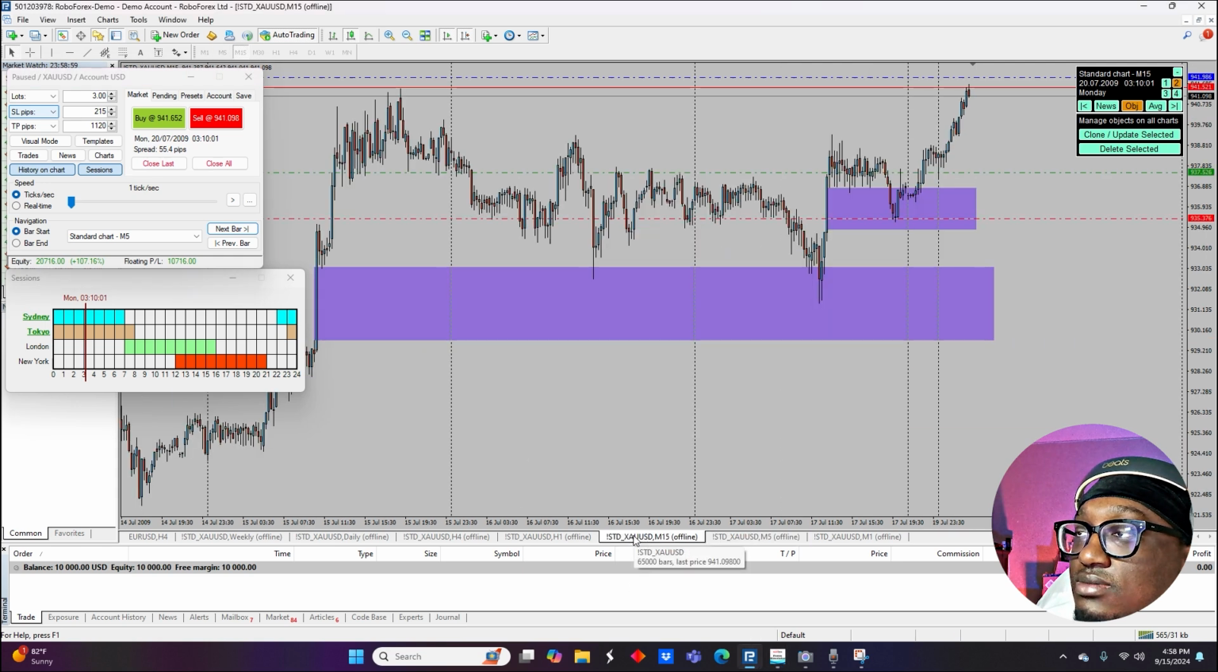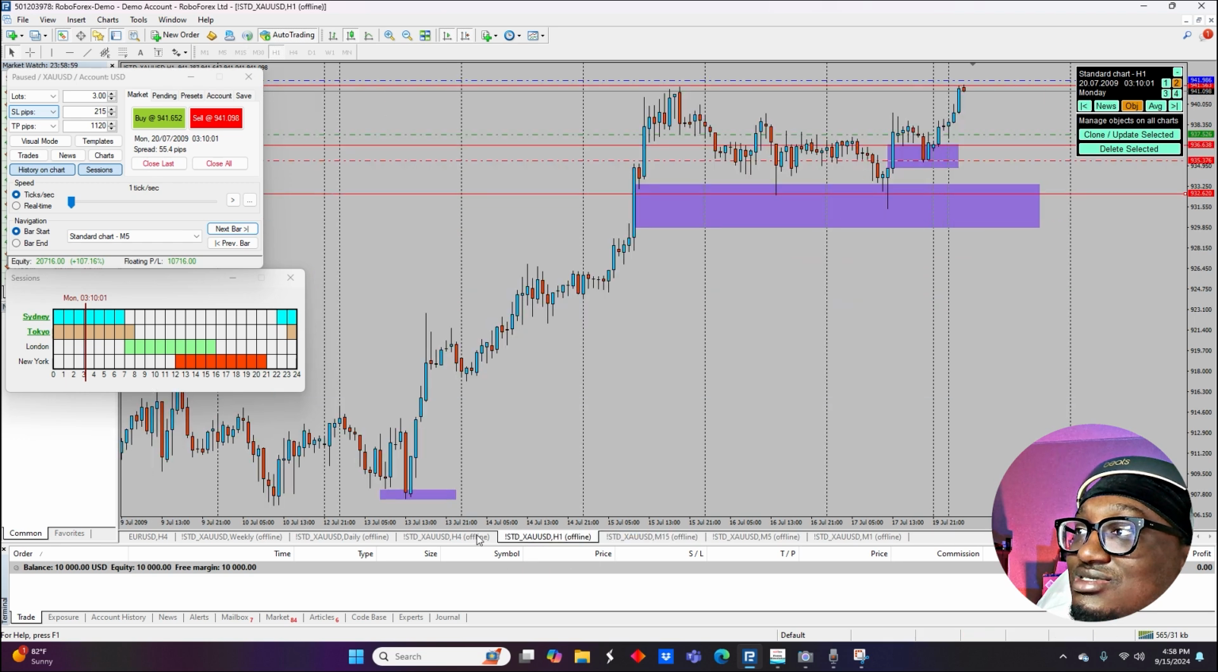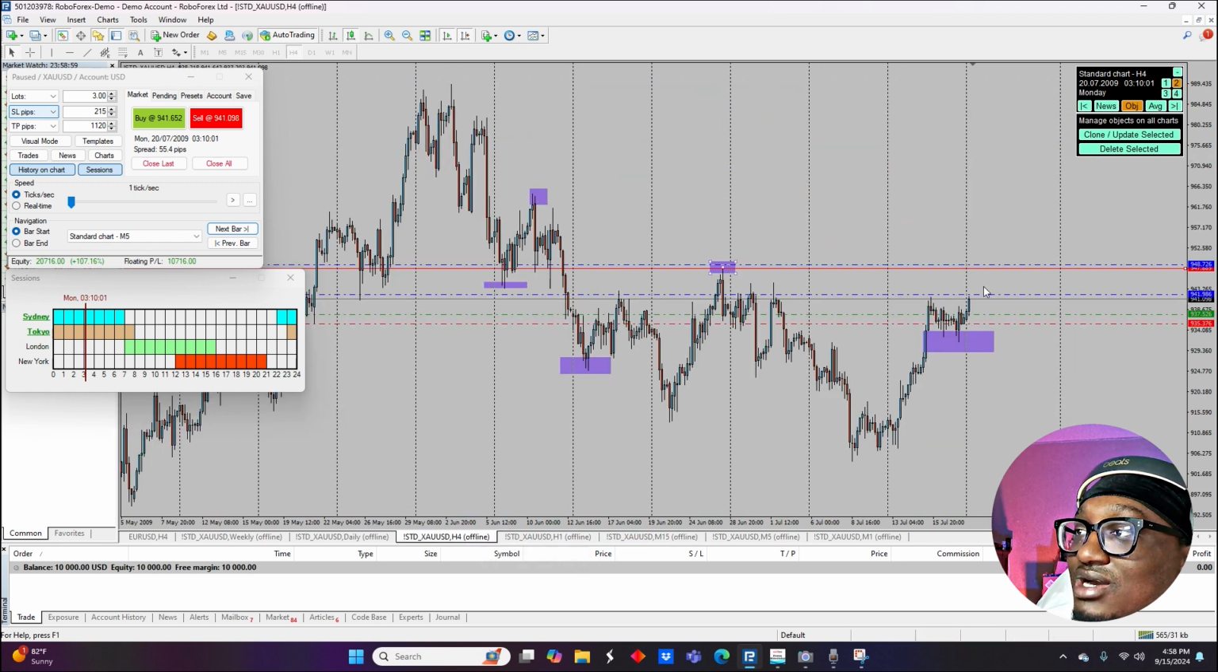This is literally bias. If you understand bias, it dug deep into this fair value gap and shot up. And this is the market maker buy model right now.